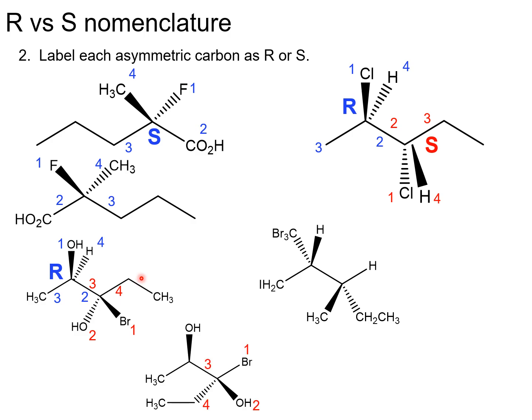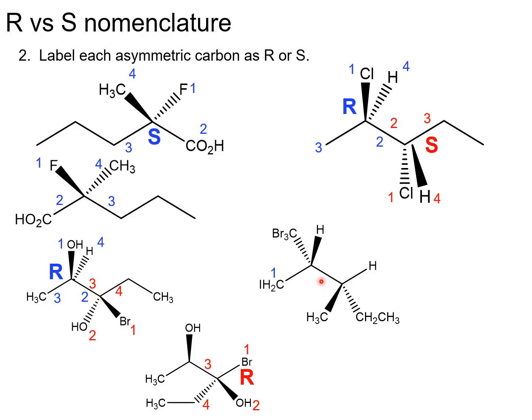Now I can see that my fourth priority is going away from me. In order to get from 1 to 2 to 3, that means we can assign this as R. So in this case, since I rotated, I didn't switch any groups. As long as I have my fourth group going away, I can go ahead and assign my priorities, and that's going to match my original asymmetric center.